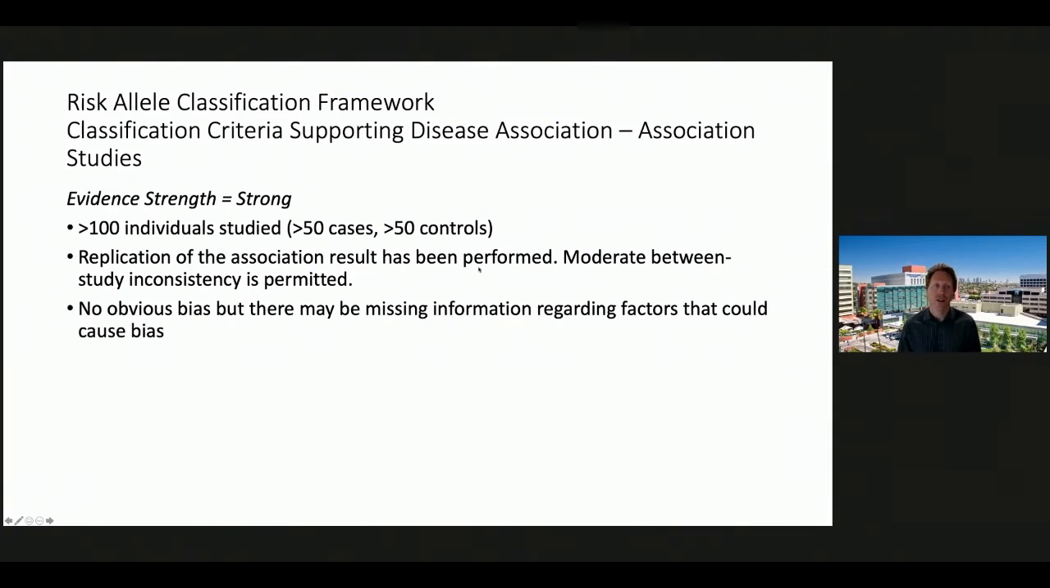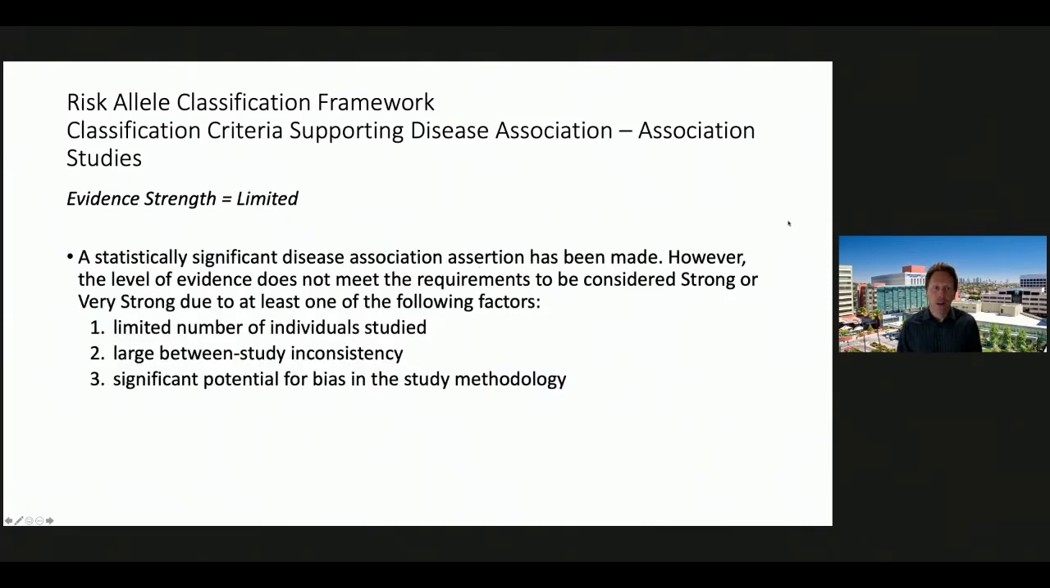So next slide. And then limited. Limited is just saying that an assertion has been made, but the level of evidence at this time does not meet the requirements to be considered strong or very strong. You have a limited number of individuals, you have large between study inconsistency, and significant potential for bias in the methodology. So any of those three factors would lead you to be limited. And we'll get into what that means if you're limited in a second. Next slide.